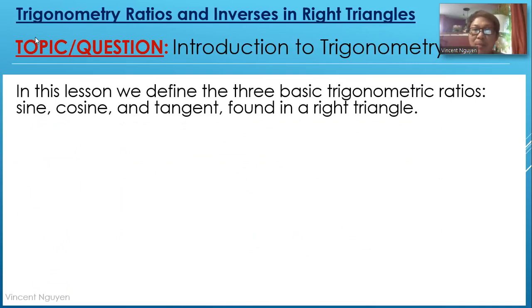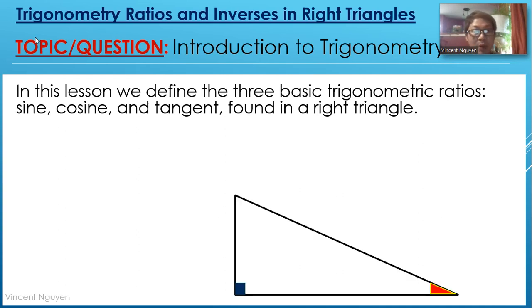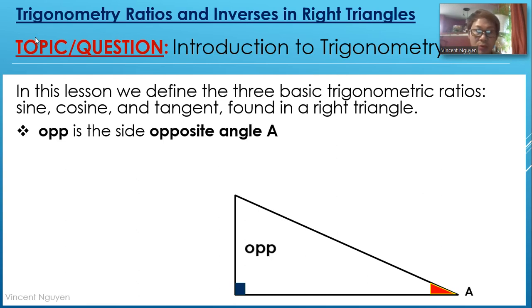Today we're going to be talking about trigonometry ratios and trig inverses in right triangles. In this lesson we're going to just talk about the three basic trig ratios only: the sine, the cosine, and the tangent found in a right triangle. So what are they? Well, in a right triangle, we use the trig ratios to find a missing side of a triangle, right?